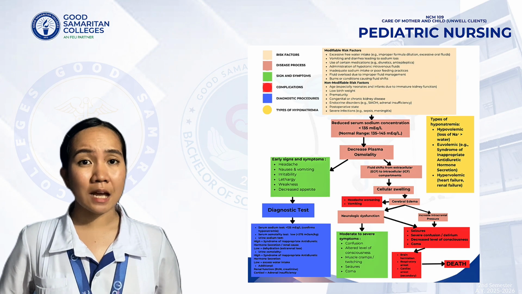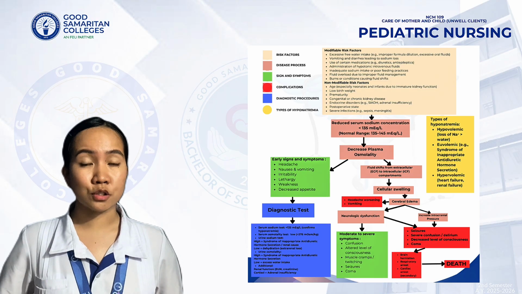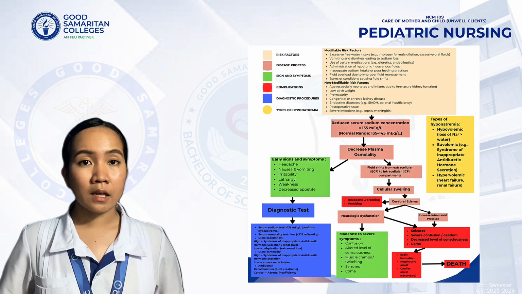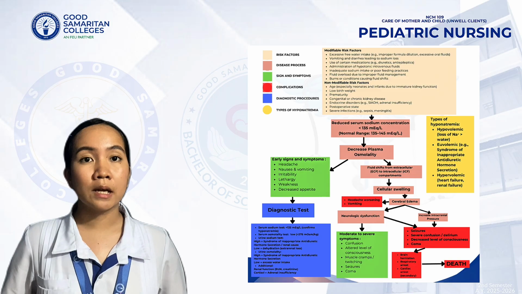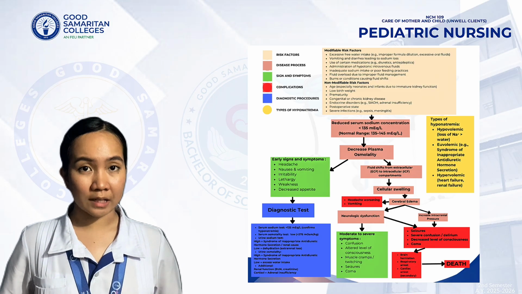So first, what is hyponatremia? So this is a condition kung saan bumababa po ang sodium level ng dugo below 135 milliequivalents per liter. And importante po ang sodium kasi siyang tumutulong sa fluid balance, nerves at muscle function natin.